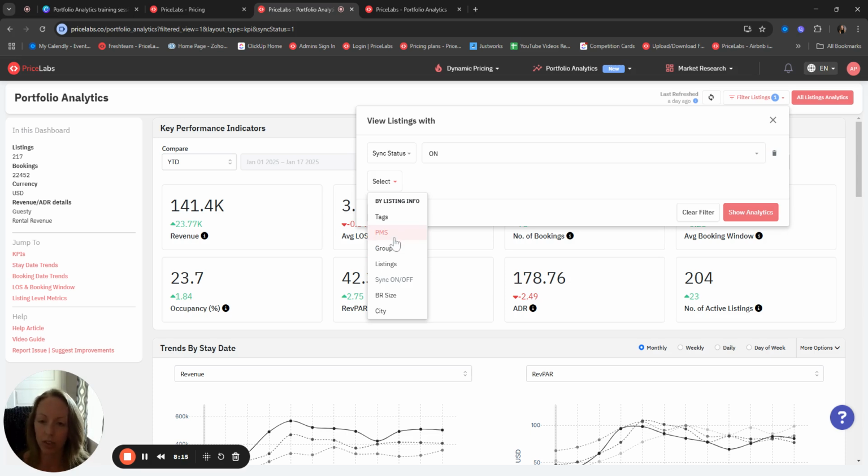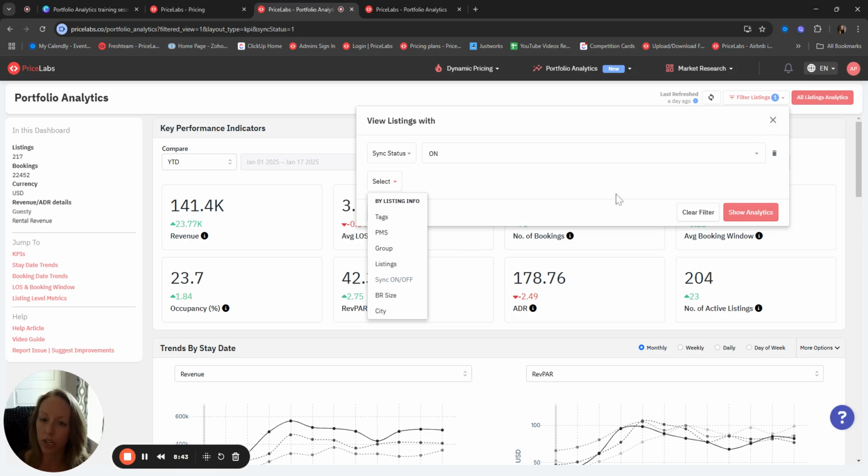PMS, the only time there's going to be multiple options for this is if you have multiple software systems connected to PriceLabs dynamic pricing. Listings, pretty self-explanatory. You can choose very specific listings to run a report on. Bedroom size is based on the bedroom size information that we have. And then city, same sort of thing. It's the information typically that comes over automatically from a PMS. So those are your cool filter options.